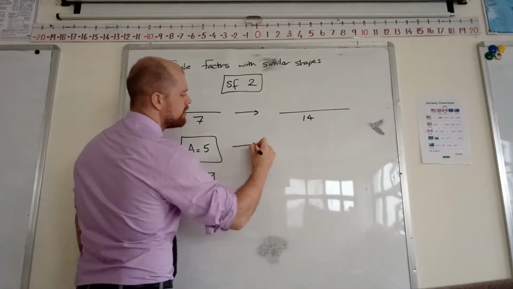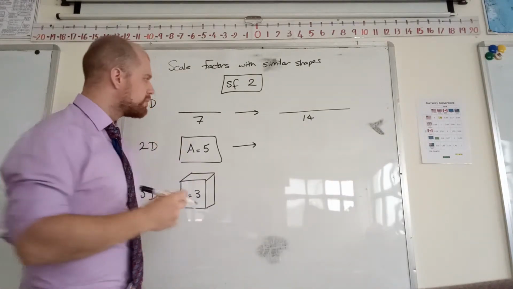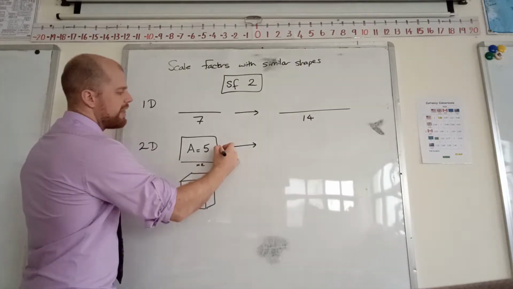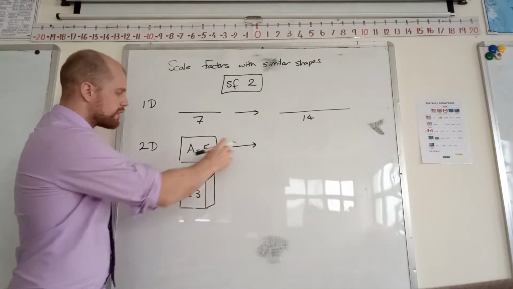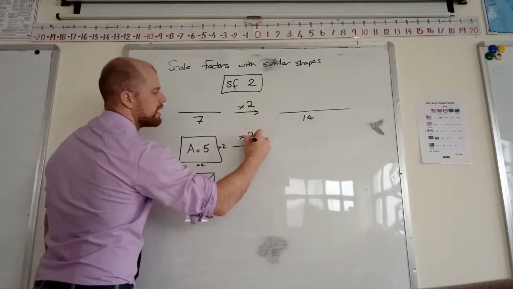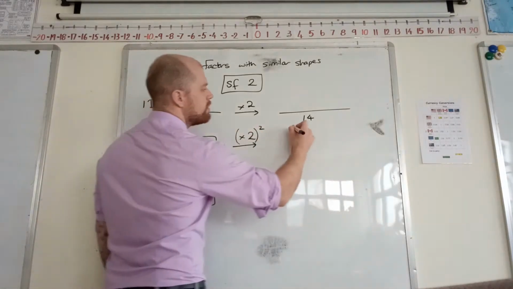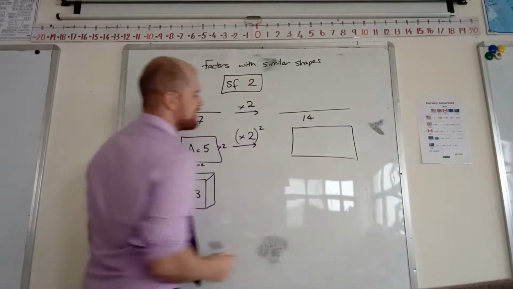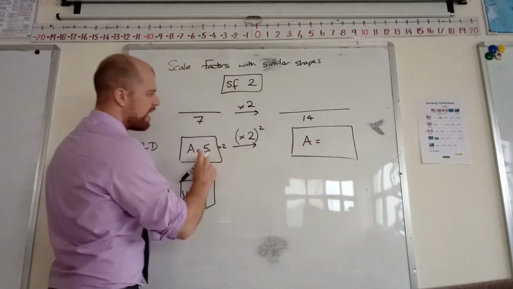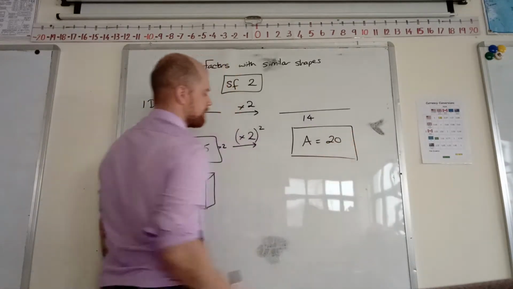With area, each of the lengths doubles. So if each length doubles, that means this becomes twice as long, so I'm going to times that by 2, and this one becomes twice as long as well. Effectively, that one I was timesing by 2, this one I'm going to times by 2 squared because you have 2 lengths. So now my new shape, which is still a rectangle, has an area of 5 times 2 squared, or 5 times 4, which would be 20.